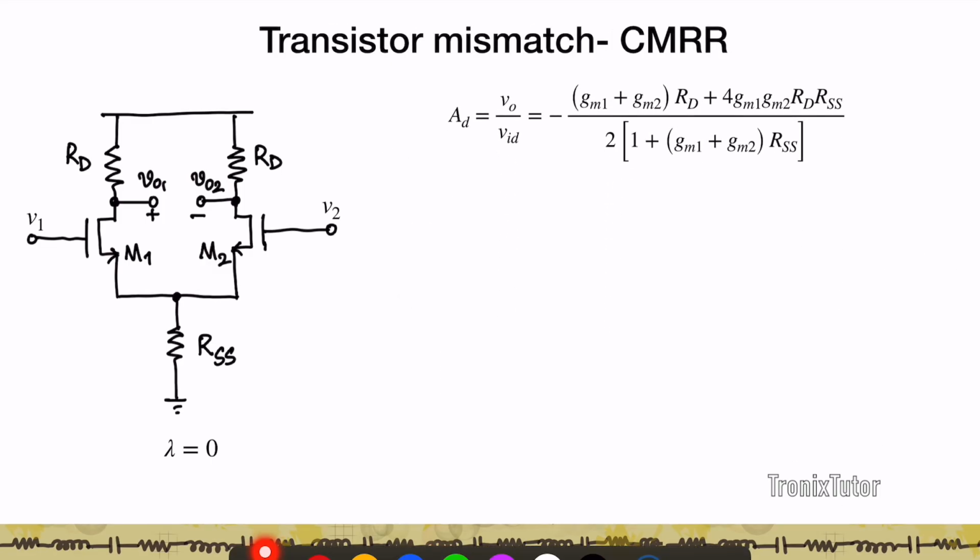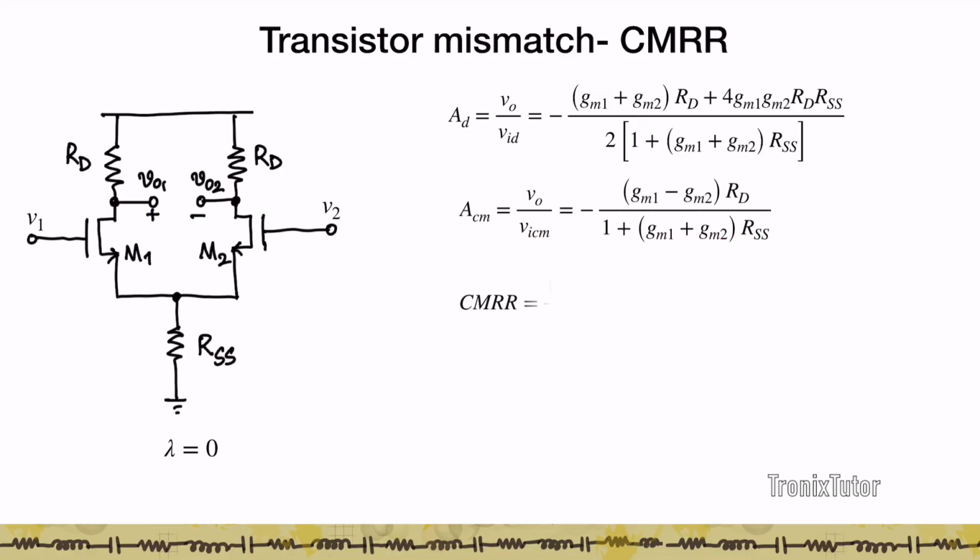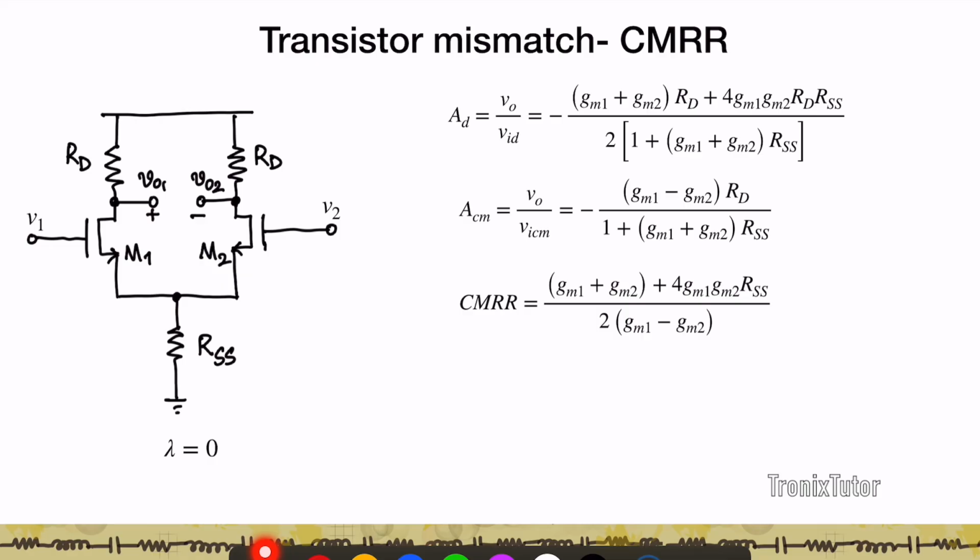So now if I want to talk about the common mode rejection ratio of the circuit, I know the differential gain in terms of GM1 and GM2. I know the common mode gain in terms of GM1 and GM2. And so the CMRR is given by the ratio of the differential gain to the common mode gain. And what I get is GM1 plus GM2 plus 4 GM1 GM2 into RSS by 2 by GM1 minus GM2. So again, I'll draw your attention to two terms here.